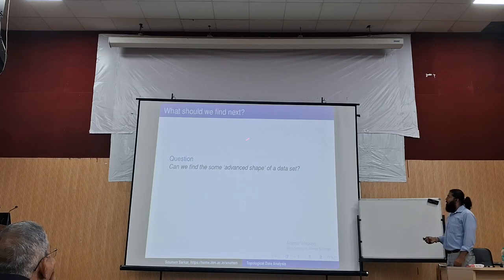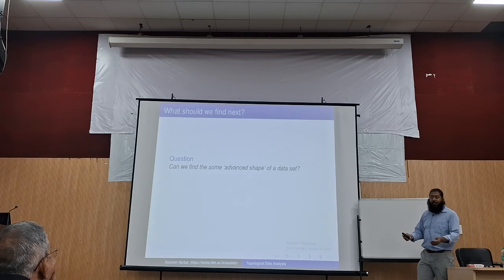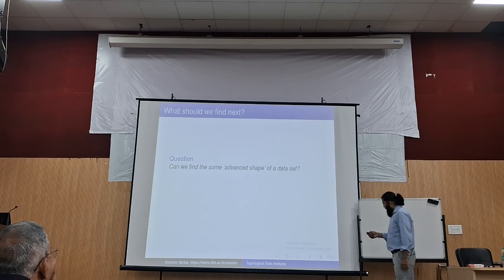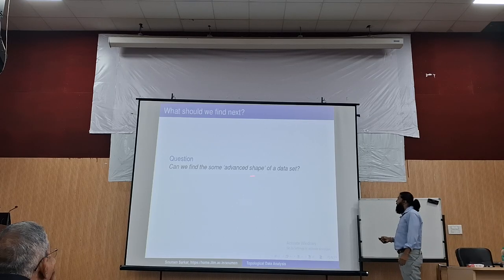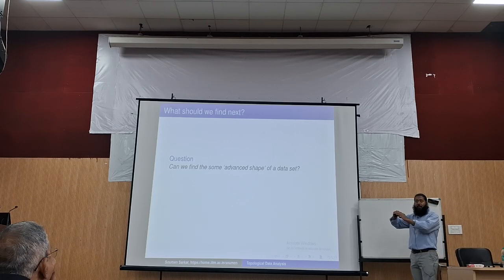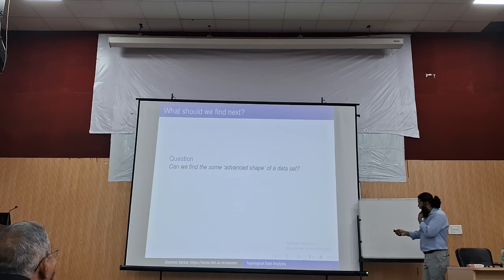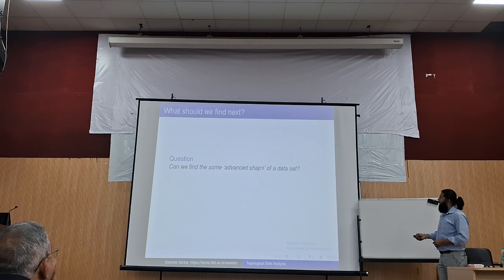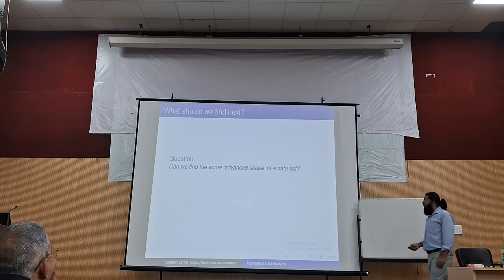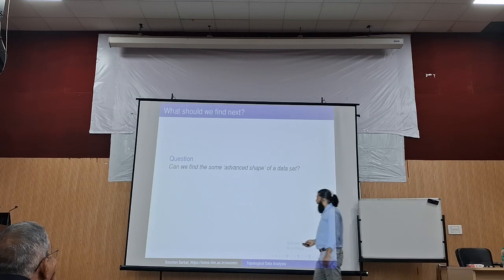So what is the idea? If we have some abstraction, then what should we find next? Can we have something with a more advanced shape? That shape was like the regression line and some other shape. Can we have something a little bit more advanced? Okay. Can we have some other question also?